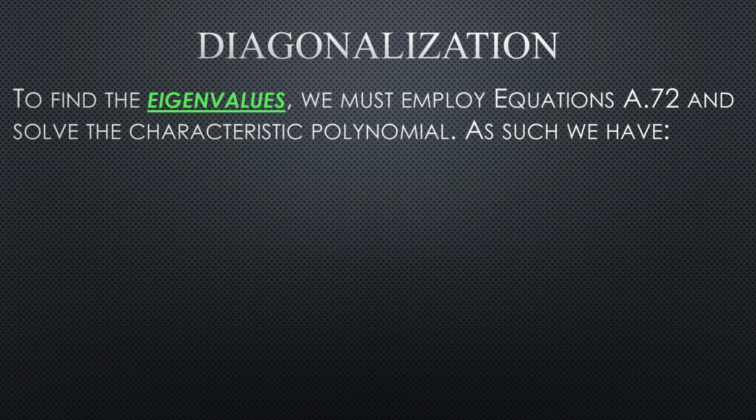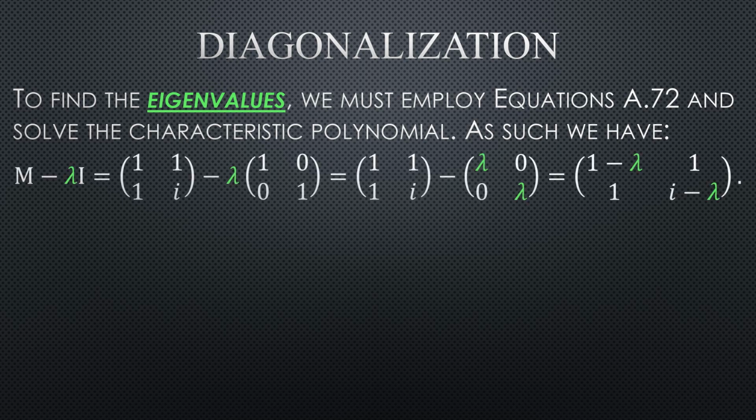So in order to find the diagonalizability, we have to find the eigenvalues and see if they're distinct. So to find the eigenvalues, we employ equations A.22 and solve the characteristic polynomial. And as such, we need to find the determinant of M minus lambda I, where we see M minus lambda multiplied into the identity matrix. Go ahead and distribute that. Thank you, vector space axioms. And then take the element-wise difference.